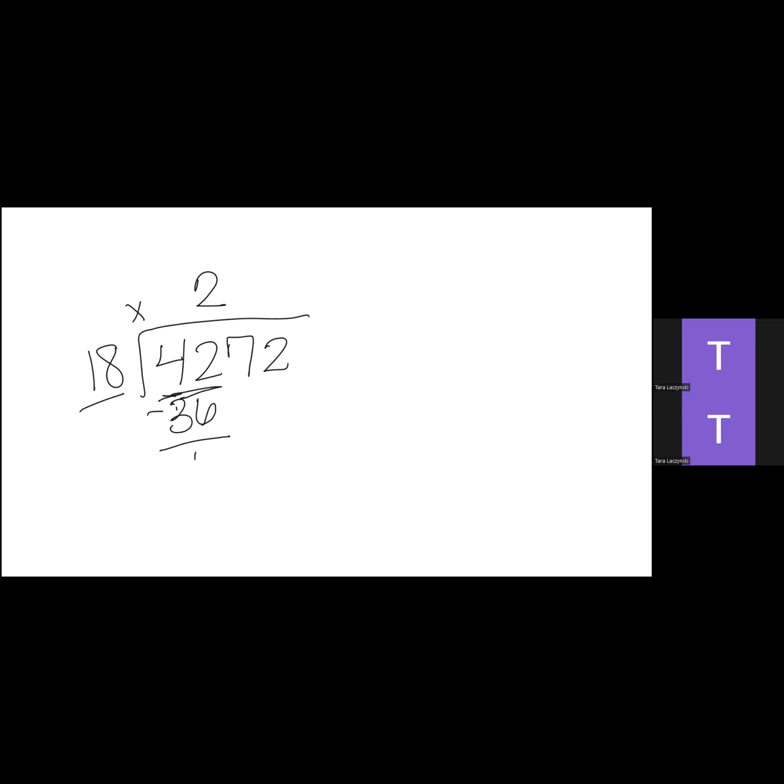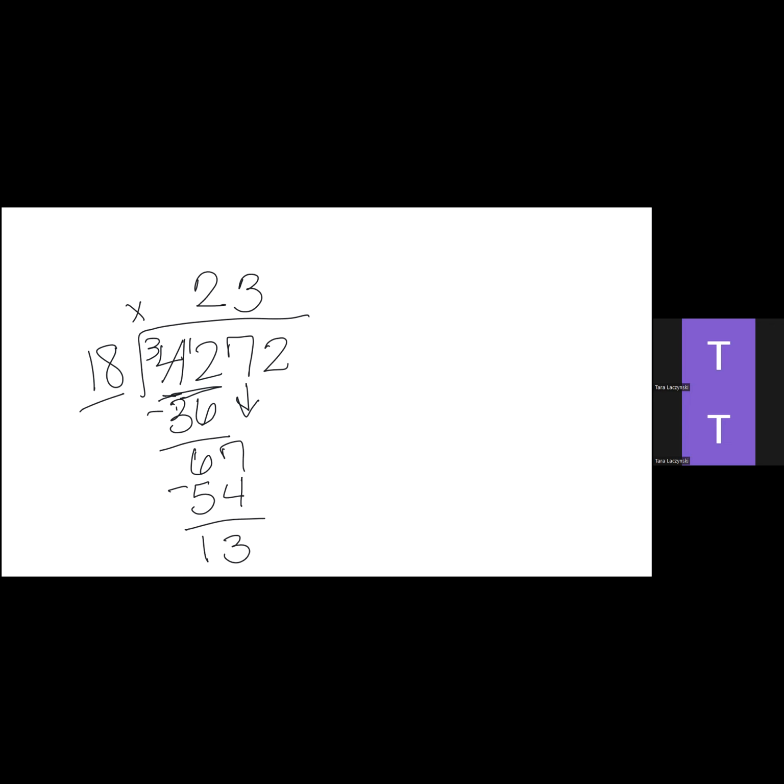42 take away 36 leaves me with 6. When I look, 6 is smaller than 18, so I'm on the right track. I'm bringing down my 7. 18 goes into 67 3 times. When I multiply 3 times 18, I'm left with 54. When I subtract 67, take away 54, I am left with 13.